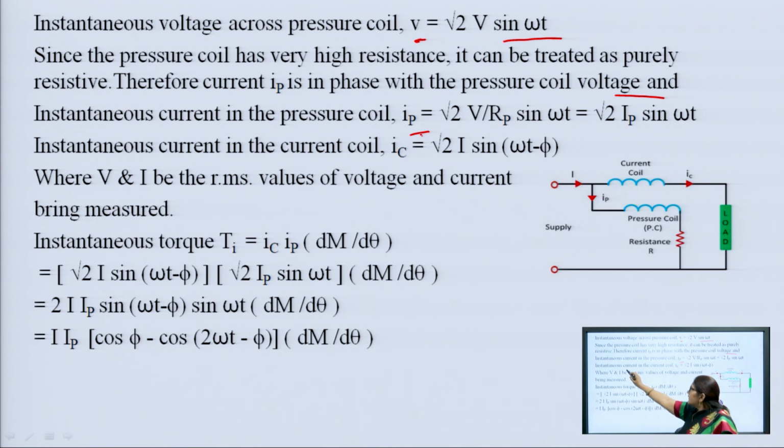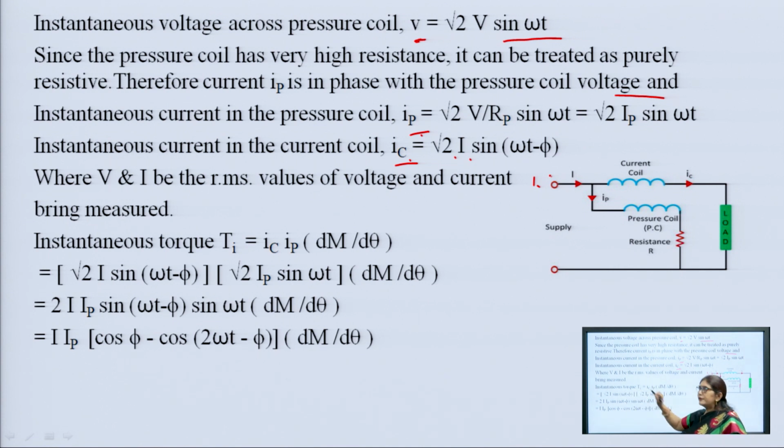So, now the instantaneous current in the current coil. In the current coil, IC is equal to root 2 I sin(omega t minus phi), because the current coil is not a resistive coil, it is inductive. So, because of the inductive nature, it will produce some phase difference. So, it is omega t minus phi, where V and I are the RMS values of the voltage and current being measured.